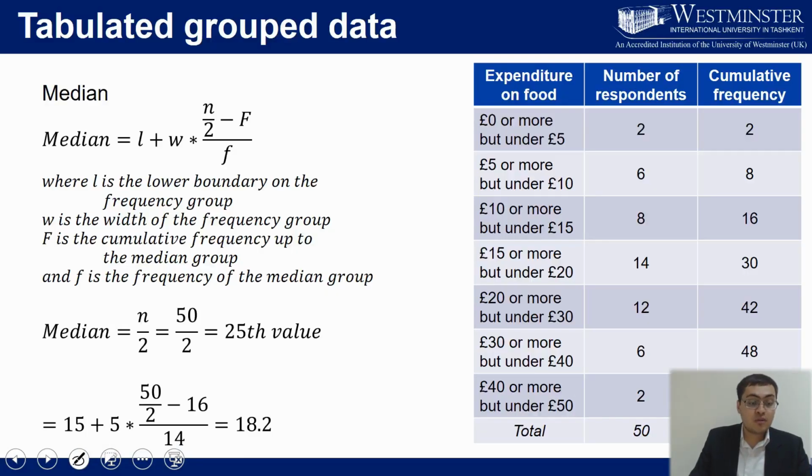Now let's talk about how to find the median of a tabulated grouped dataset. You'll notice that the formula for the median is this nasty looking thing, but don't worry, it's very straightforward. It's actually very simple once you understand what it signifies. So let's first apply this formula and figure out what the median is, and then we're going to look at it from a visual perspective.